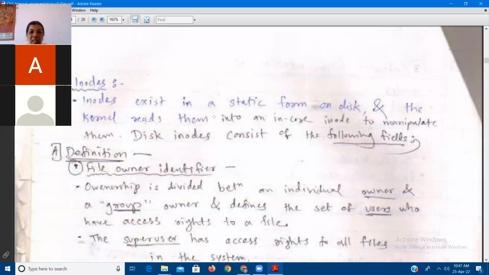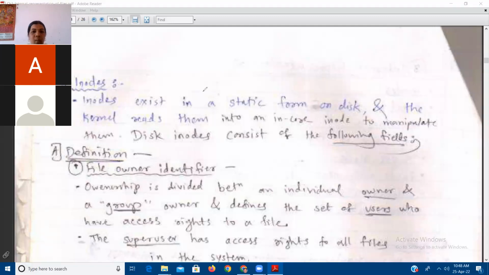So an inode exists in a static form on disk, and the kernel reads it into an in-core inode. See over here, two types of inodes are there. I will take the help of a pencil. Two different formats of inode are there. One is called a disk inode.